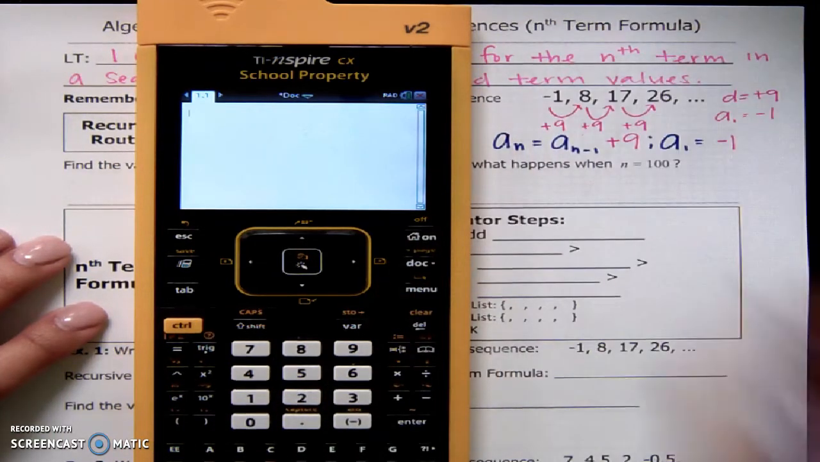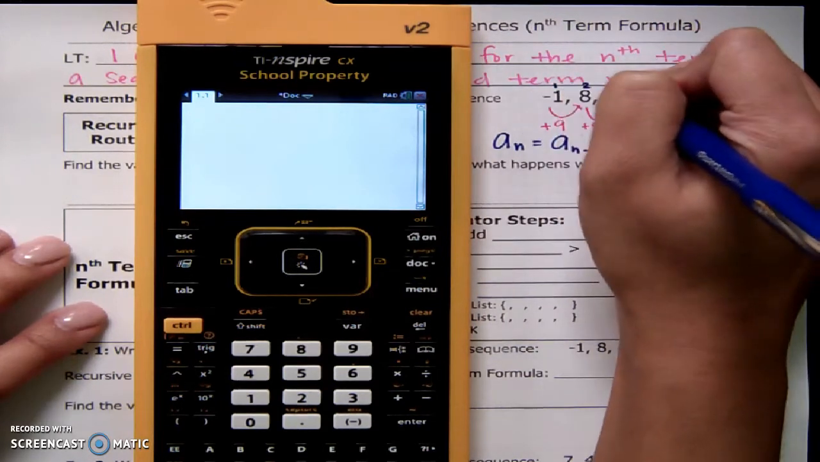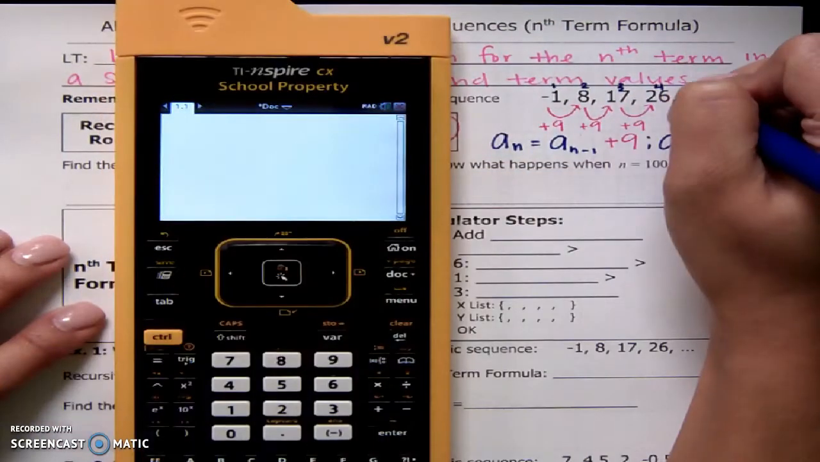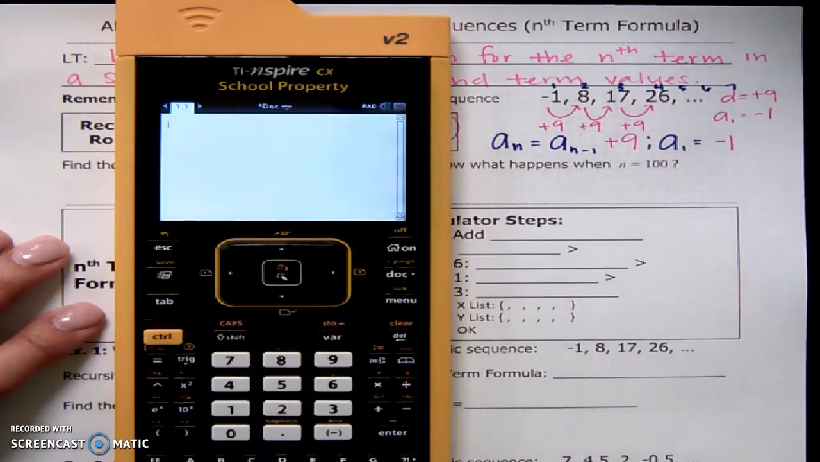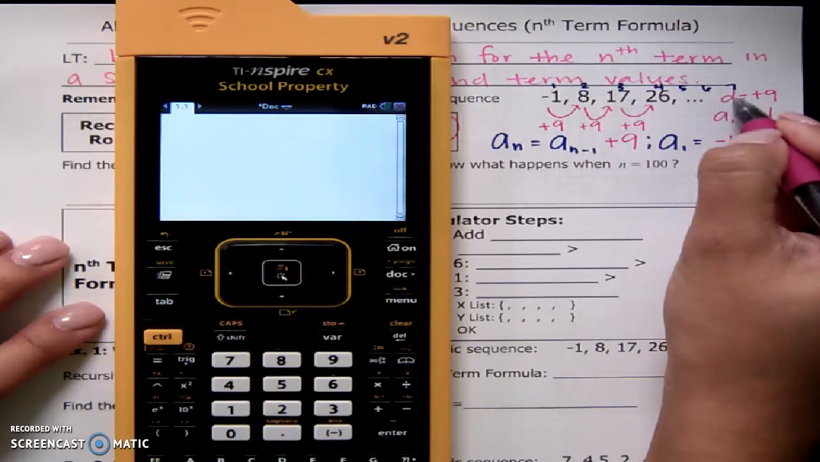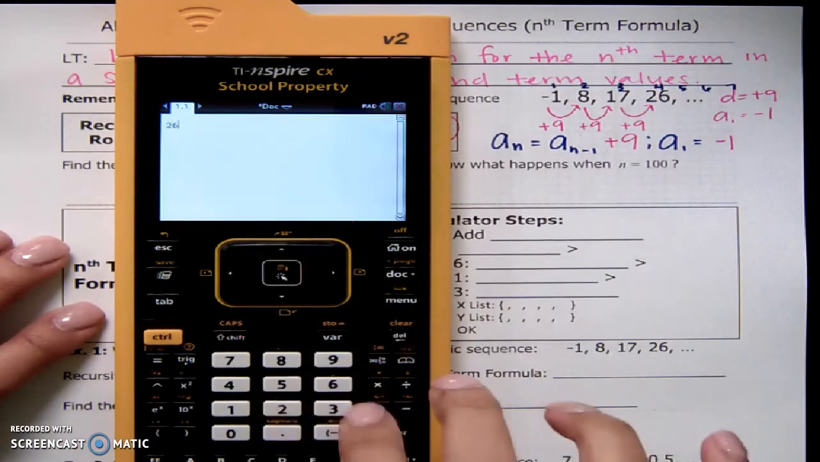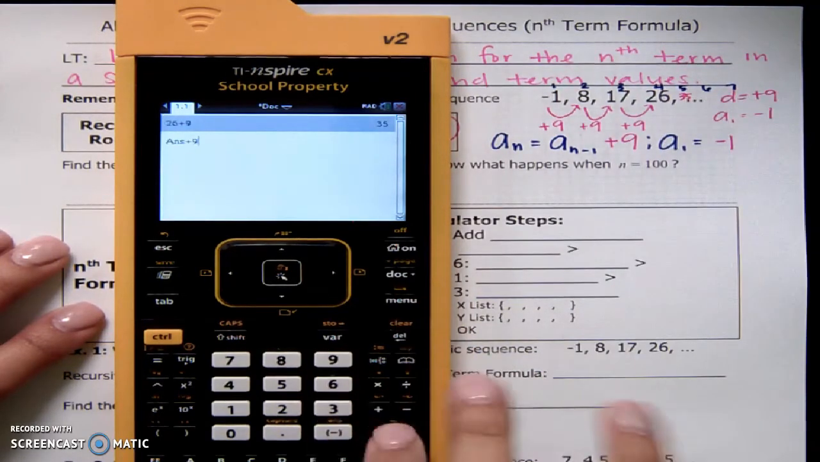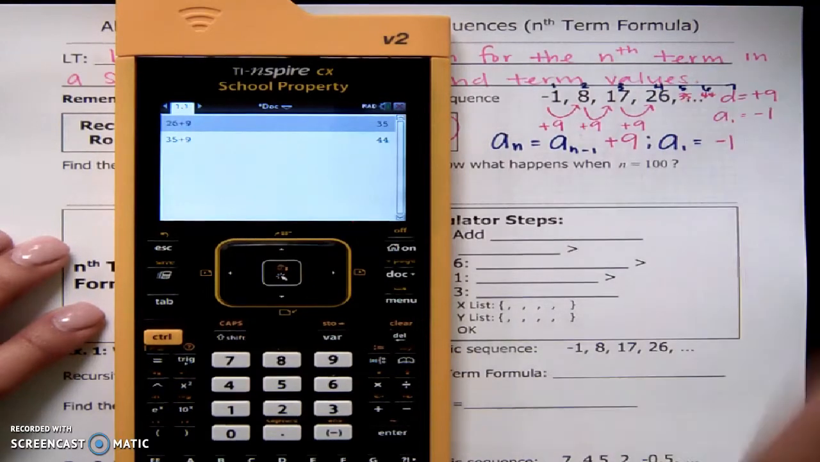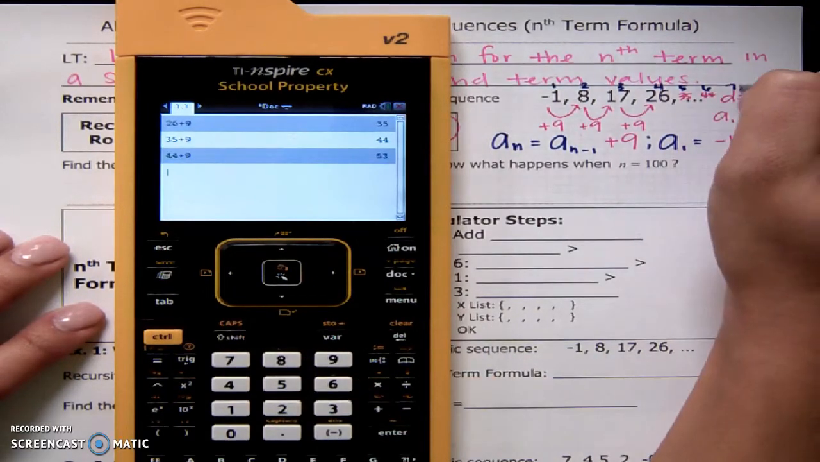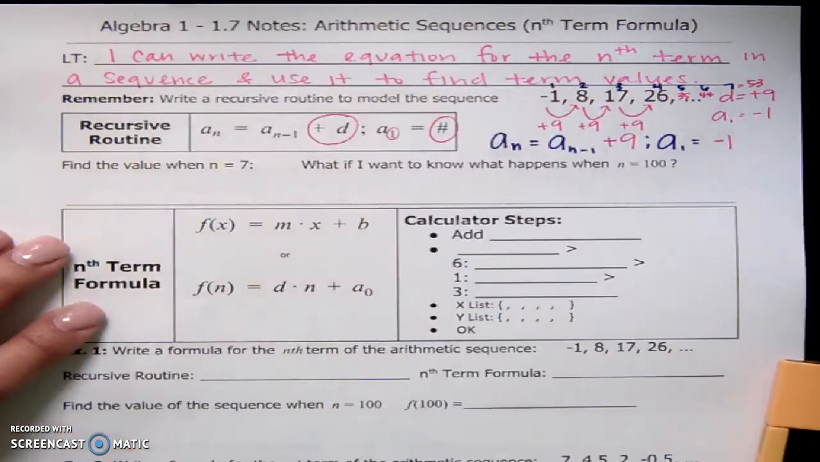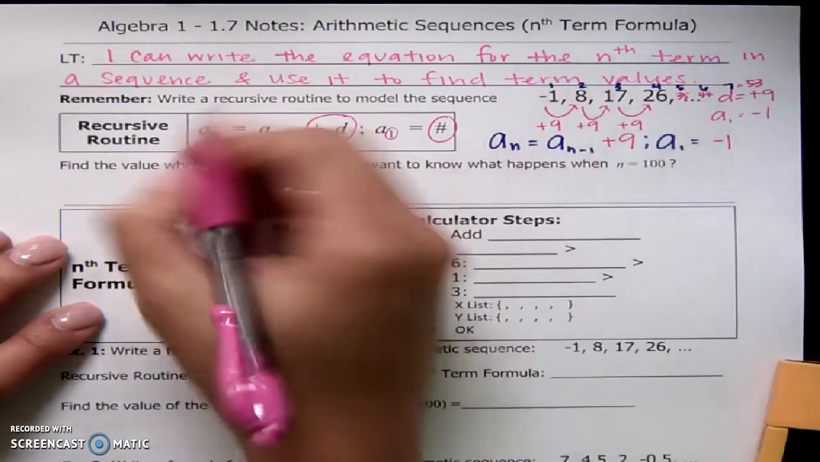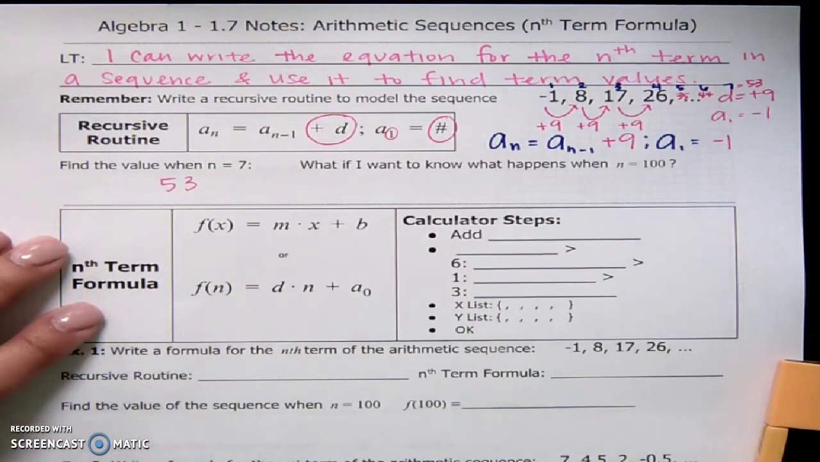This is 1, 2, 3, 4. I'm looking for 7. So if I continue my pattern, I'm looking for the number that would go here under 7. So 26 plus 9 is 35. Plus 9 is 44. And then plus 9 is 53. So when n is 7, or the 7th number in my pattern, is going to be 53.